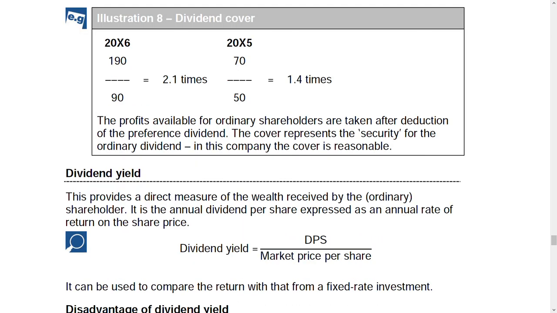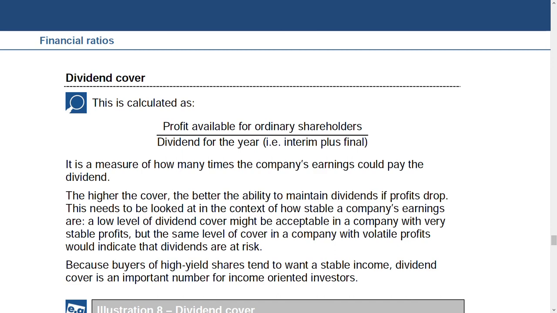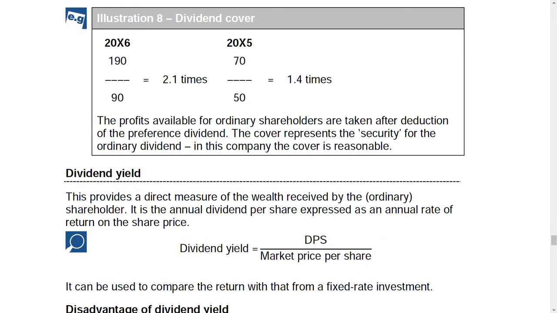So this is the illustration for the dividend cover. It is profit for ordinary shareholders divided by dividend. So dividend has been given and profit for share, which is your profit after taxation. Okay, because profit after interest and tax only will be for the ordinary shareholders. So that divided by dividend. If you see, it has increased from 1.4 to 2.1, which is good or bad? Which is good. The profit for the ordinary shareholder, remember, is taken after deduction of preference dividend, but we are not given any information about the preference dividend, so we can leave it.